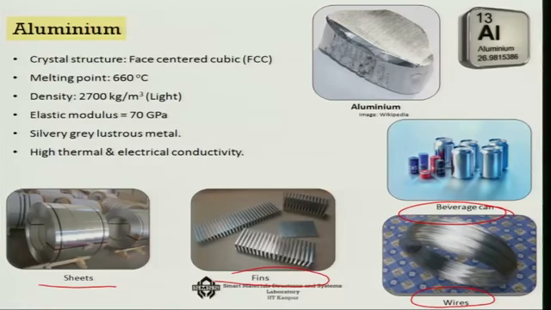Aluminum has a face centered cubic, FCC, crystal structure with a melting point of about 660 degrees. Density is very light, 2700 kg per meter cube. Compare it with steel, which is something like 7400 kg per meter cube. So, it is about one third the density of steel. Elastic modulus is of course lower, 70 GPa; steel has a much higher elastic modulus. In color it has a silver gray luster and it has high thermal and electrical conductivity.